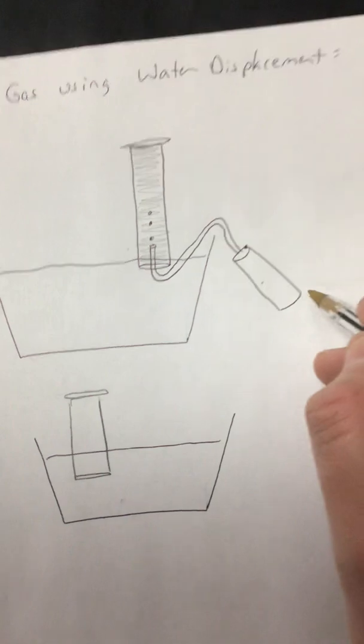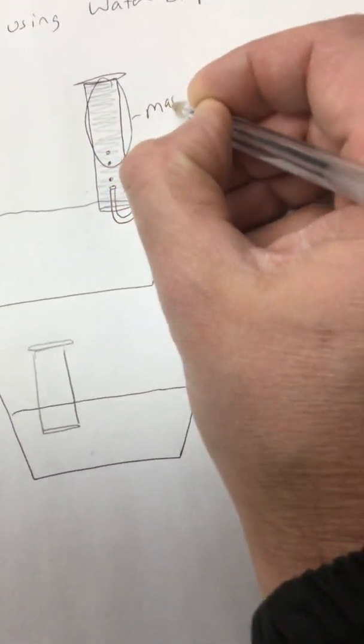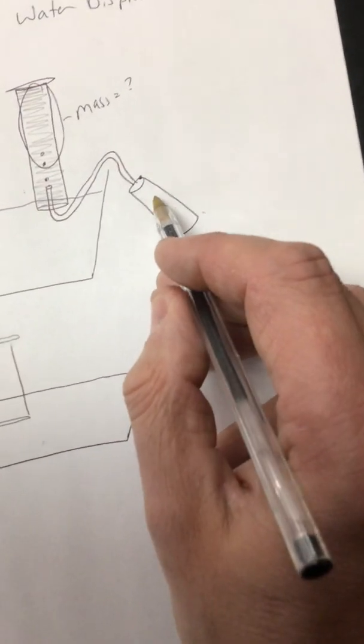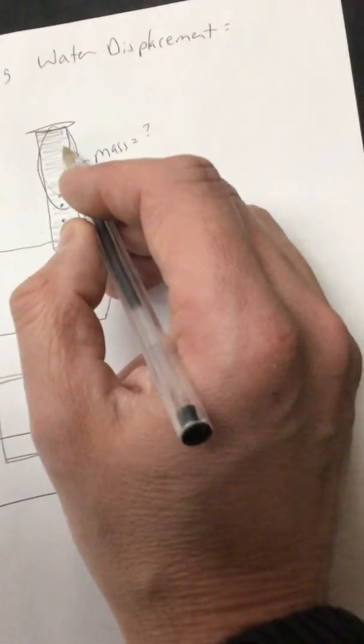Since I know the mass of the cylinder before discharging and after discharging, I can't measure the mass of the gas directly. But I can measure the cylinder, and the amount of mass change of the cylinder should be equal to the amount of gas that escaped it. And therefore I can figure out the mass of the gas indirectly.